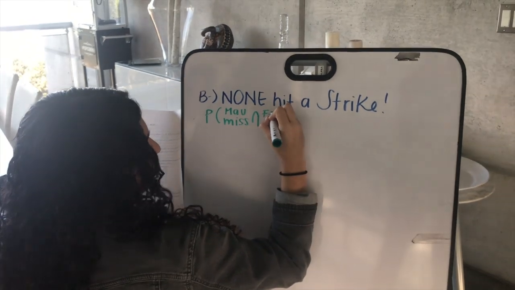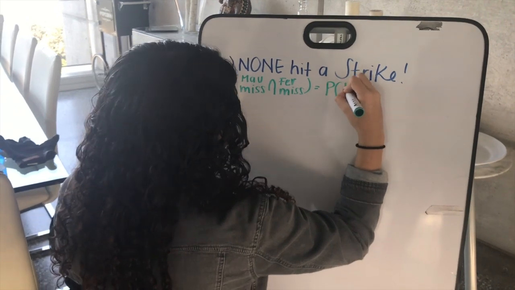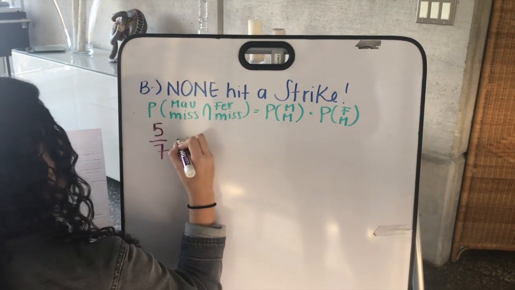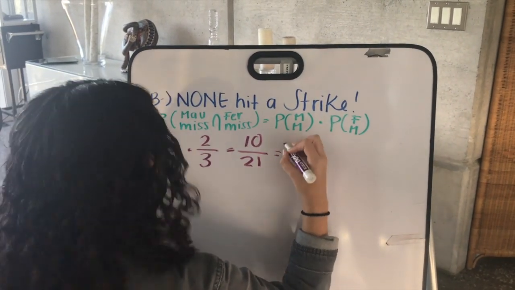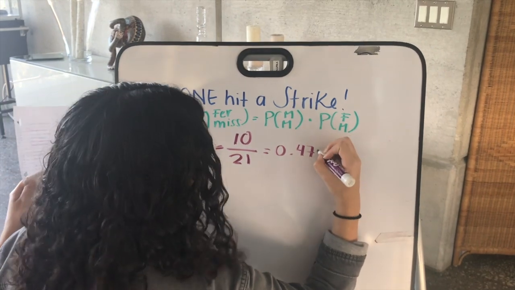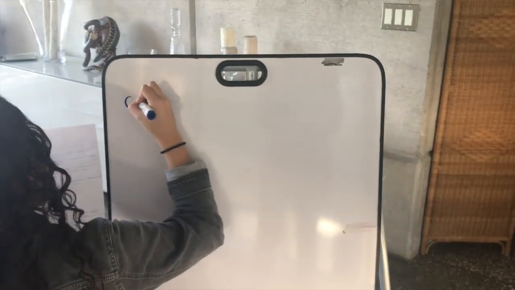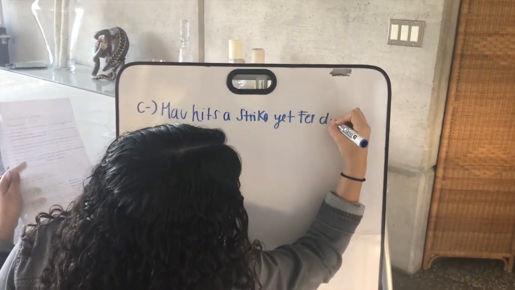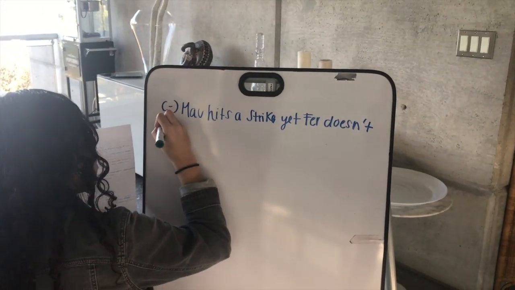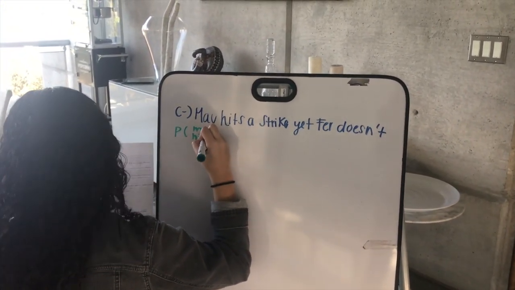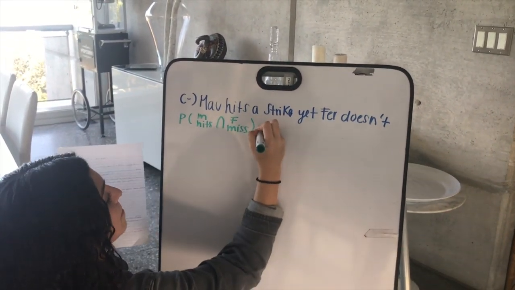Letter B asks us for the probability that none hit a strike. What we're going to do is take the probability that Mao misses and the probability that Fer misses, and multiply them, which is going to be 5/7 times 2/3, which will give us 10/21. Times 100, it'll be 47.61%.